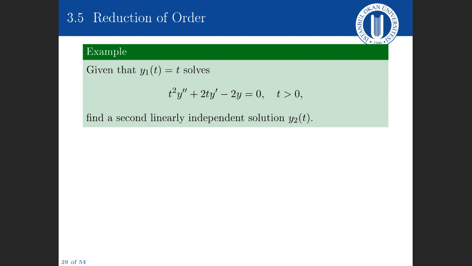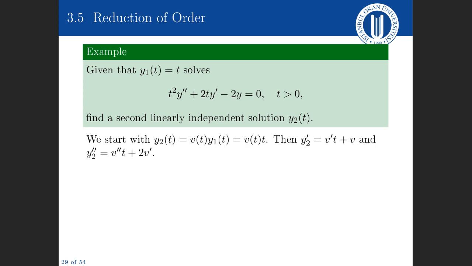Another example. The question tells us that y1 is equal to t is a solution of this differential equation, and we're asked to find a second linearly independent solution, y2. We start the same way every time we do reduction of order. We're going to start by guessing that y2 is equal to v multiplied by y1, or in other words, v multiplied by t.